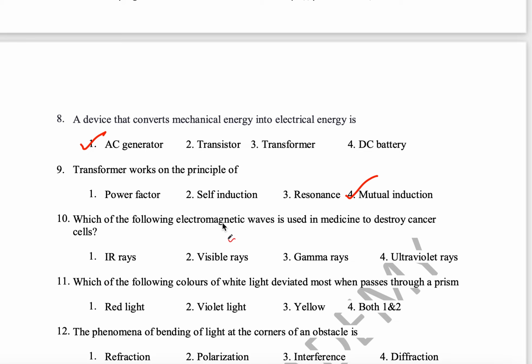Which of the following electromagnetic waves is used in medicine to destroy cancer cells? High energetic gamma rays we can use to destroy the cancer cells in our human body, students.